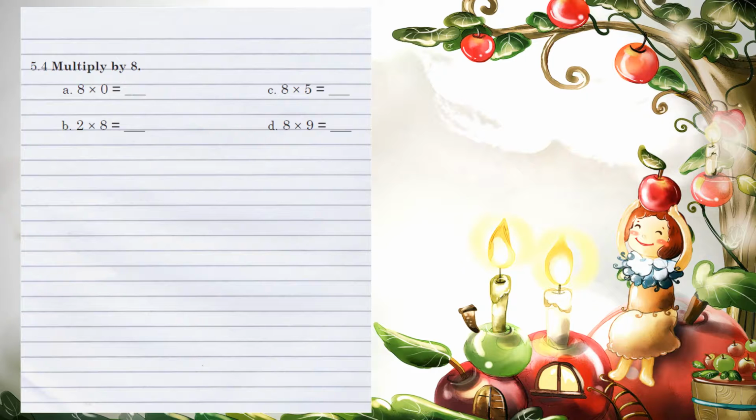Unit 5.4, multiplying by 8. 8 times 0. If I have 0 groups of 8, that means I'm going to have 0 as an answer. Anything times 0 is 0. Example B. 2 times 8. The 8 comes second, but I still have 2 groups of 8 that I'm adding together. That's going to give me an answer of 16.